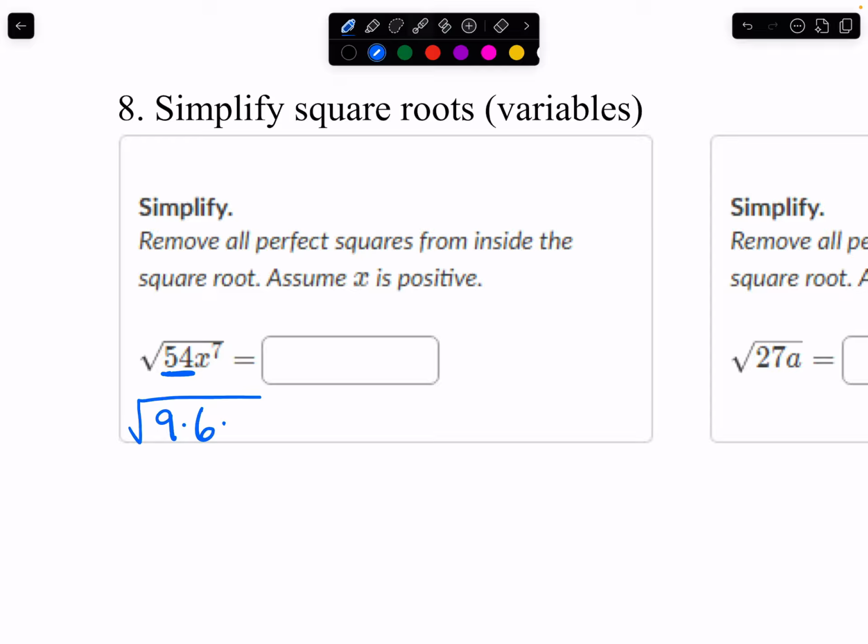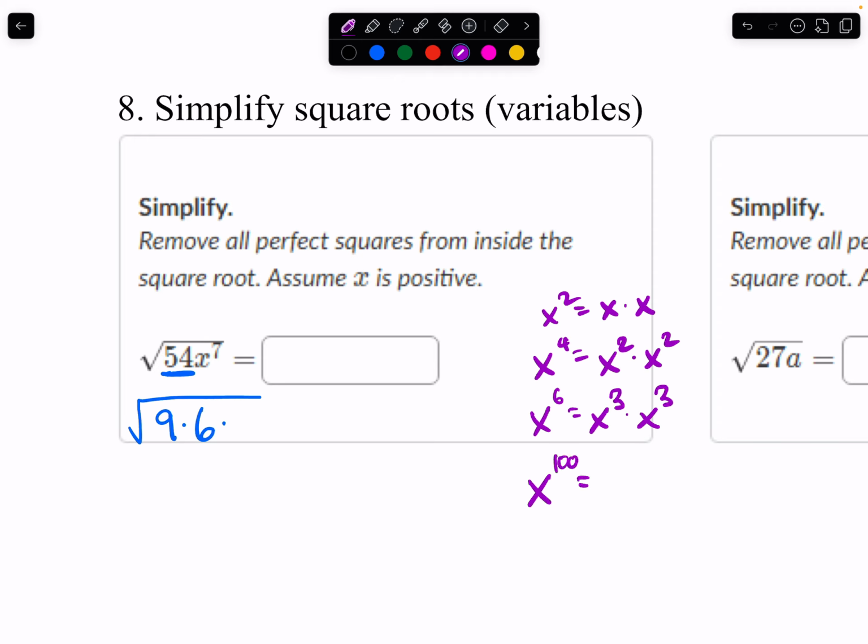The other thing we need to look at is this x to the 7th. Really, when you have a variable like x or any other letter, if it's raised to an even power, it's a perfect square. To show you why, x squared is just x times x, right? But x to the 4th, isn't that just x squared times x squared because you add exponents? Or x to the 6th would be x to the 3rd times x to the 3rd, so that's a perfect square. Even x to the 100th, it's a perfect square because it's x to the 50th squared, right?